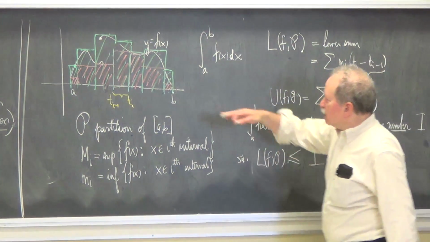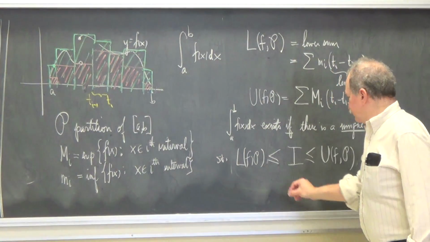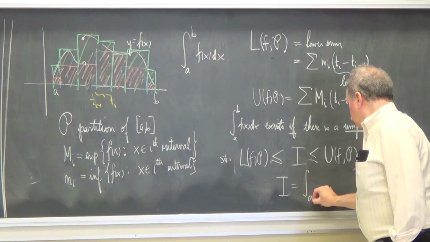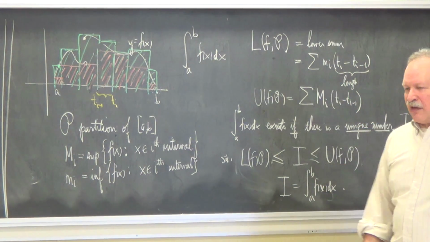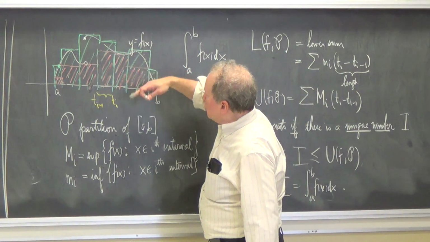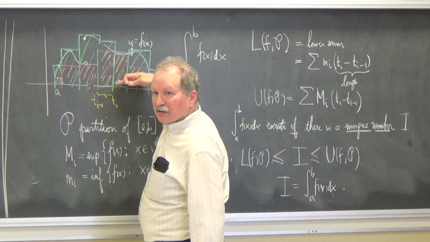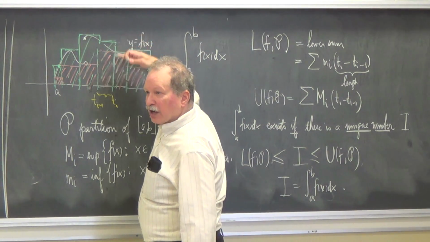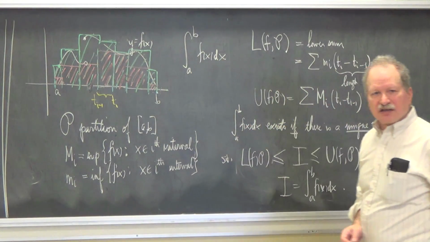So if there's a unique number that's between the underestimates and the overestimates, that's called the integral. And that idea has the obvious properties that if you had one f that was bigger than another f, then the area under the bigger one would be at least as big as the area under the smaller one, which is one of the key ideas you want to have.